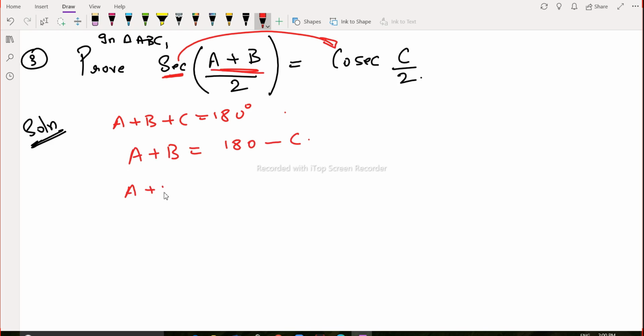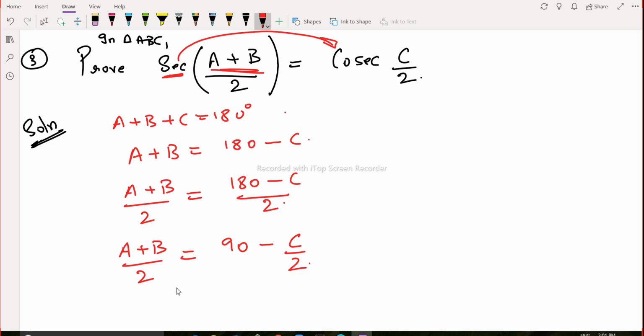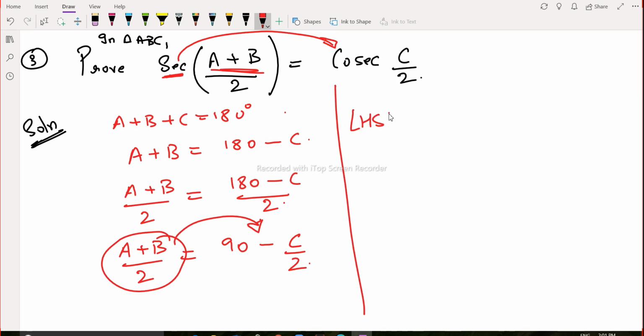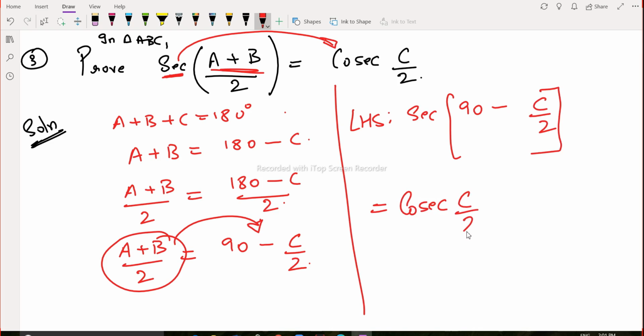So I'll write (A plus B) upon 2 is equal to (180 minus C) upon 2. This will give me (A plus B) by 2 is equal to 90 minus C by 2. So instead of this, I can write 90 minus C by 2. So my left hand side will become sec of 90 minus C by 2. So now this is 90 minus theta. So sec 90 minus theta is cosec theta. So that is cosec C by 2, which is equal to RHS.